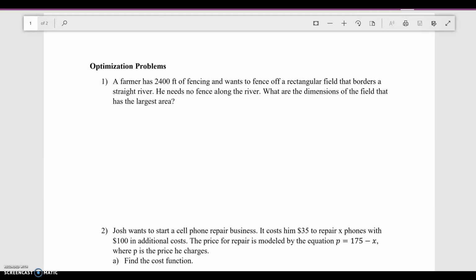So number one, we have a farmer who has 2,400 feet of fencing and wants to fence off a rectangular field that borders a straight river. He needs no fence along the river, so we want to figure out what are the dimensions of the field that has the largest area.